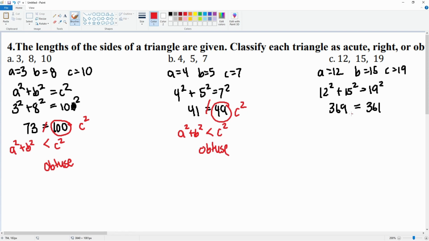That is not true. Notice C squared here is less than A squared plus B squared. Therefore, this makes it acute. So this is how you are able to identify if it's acute or obtuse once you know it's not right.